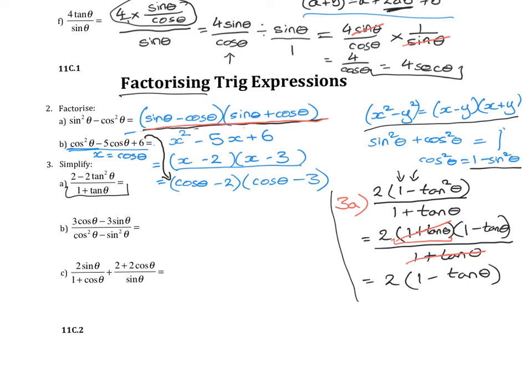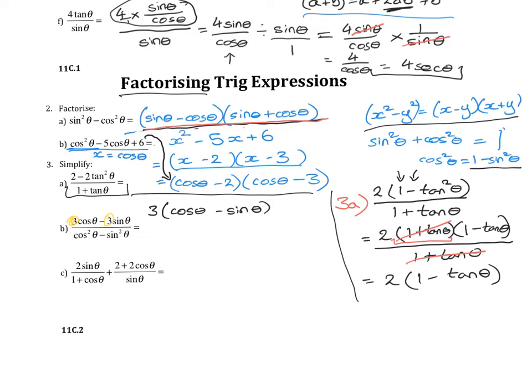Okay, let's try B. Looking at all that, I can see that I can factorize the top by taking the 3 out, and the bottom is again a difference of 2 squares, so I'll factorize that too and see where it takes us. So at the top, on the numerator, I take 3 out, and we get cos theta minus sine theta.